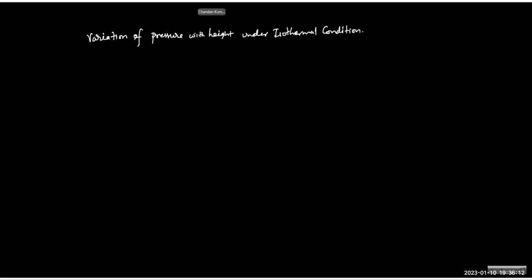So technically, if you go above the Earth's surface, the temperature will fall down. So when you're flying in a plane, the temperature outside is generally minus 40 degrees Celsius, isn't it?